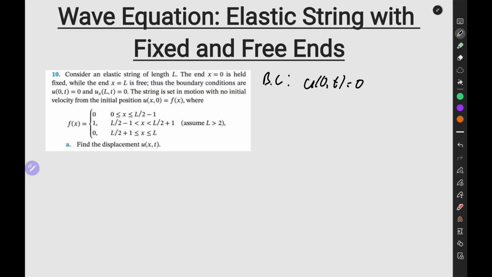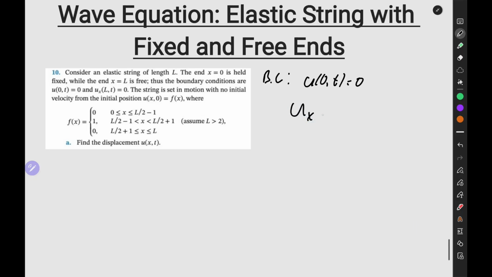So the way we're going to write that is as a derivative at the length. This end is not fixed, right? So you can think of it like it's not causing any change in the wave's behavior because it's free. So no change in the wave behavior. That's the way I like to think of it.